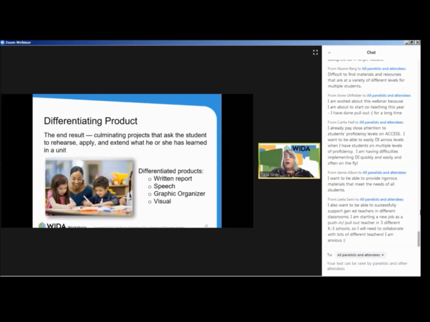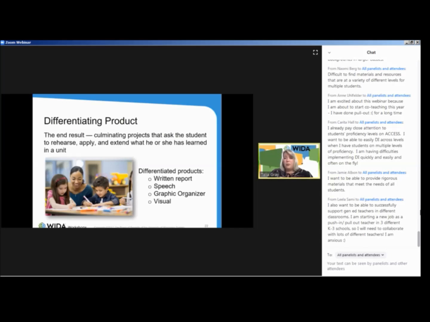When we differentiate product, that's the end result. So to me, now in the environment that we are in now with distance learning and not really knowing where our students are coming from, this is the easiest way to differentiate. So when you differentiate product, that's the end result, the culmination of everything. Some things you could do are give students the choice between written reports, speeches. Graphic organizers are a fantastic way for students to show what they know.